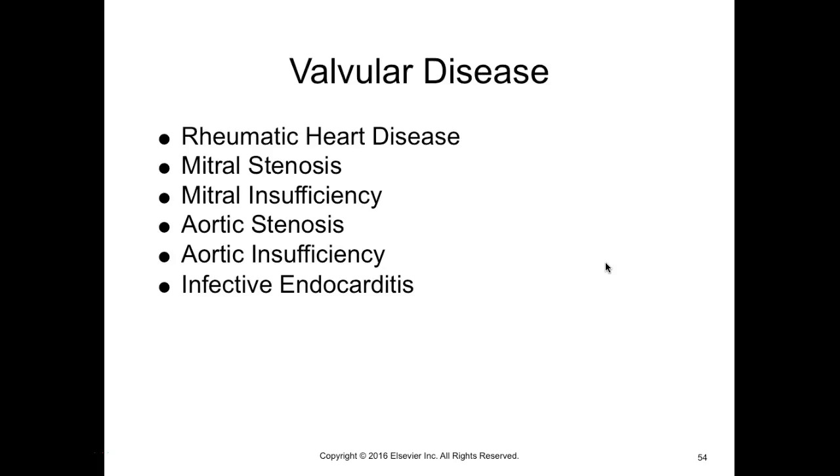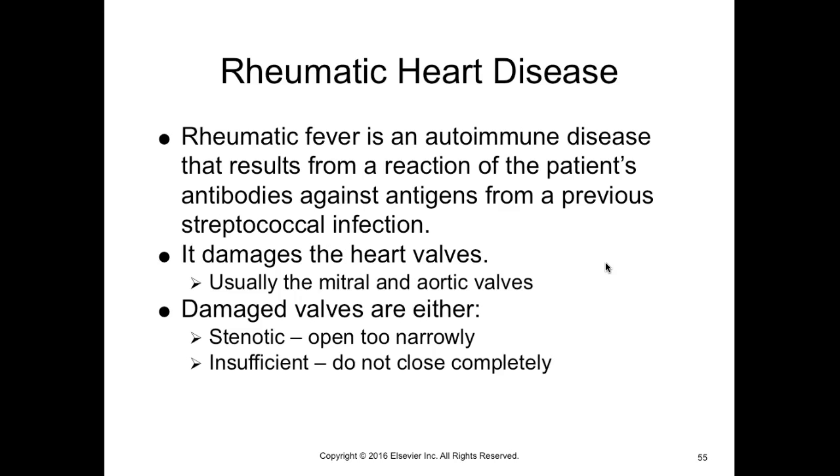All right, valvular disease. There are different problems that you can have with your valves. One of them is from rheumatic heart disease. There's mitral valve stenosis, mitral insufficiency, aortic stenosis, aortic insufficiency, and infective endocarditis. So rheumatic heart disease is from rheumatic fever. It is an autoimmune disease that results from a reaction of the patient's antibodies against antigens from previous streptococcal infections. So it damages heart valves, usually the mitral valve and aortic valves.